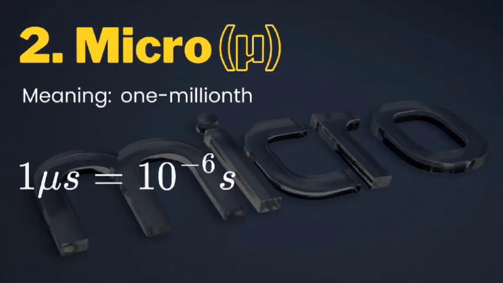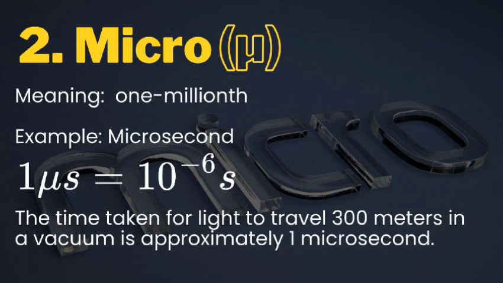Number 2, micro. Micro means 1 millionth. For example, microsecond. 1 microsecond is equal to 10 raised to power minus 6 second. The time taken for light to travel 300 meters in a vacuum is approximately 1 microsecond.